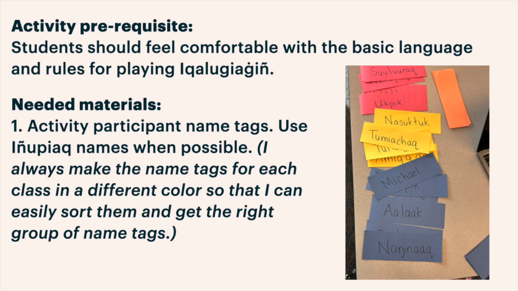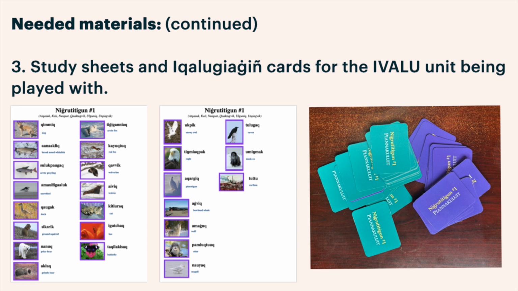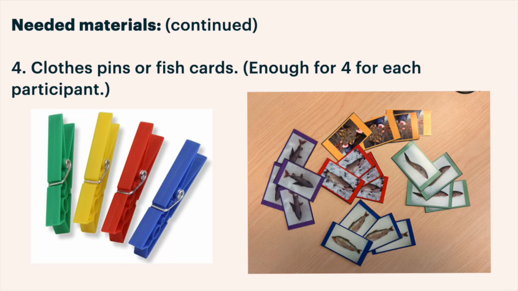The needed materials are the activity participants' name tags, and always use Iñupiaq names when possible; the full, not simplified, Iqalugiag dictionaries for each game participant; study sheets with Ivalu vocabulary for the unit being played with. Ideally, you would have one study sheet per participant, but in some cases, if the group is too large, they may have to share study sheets. And either clothespins or fish cards so that each participant has 4.